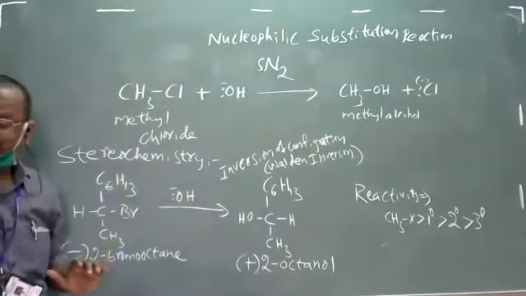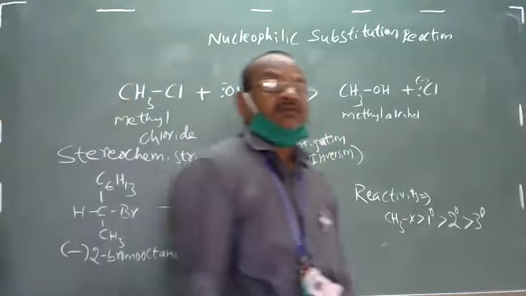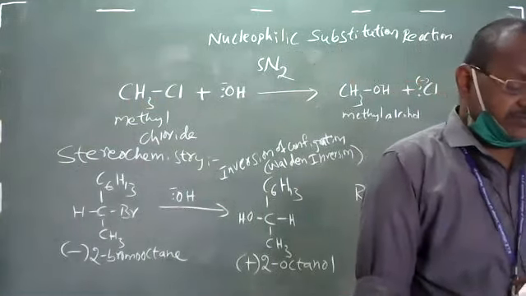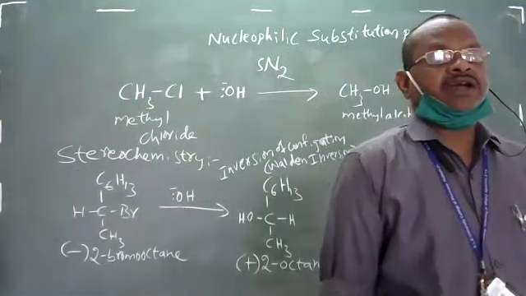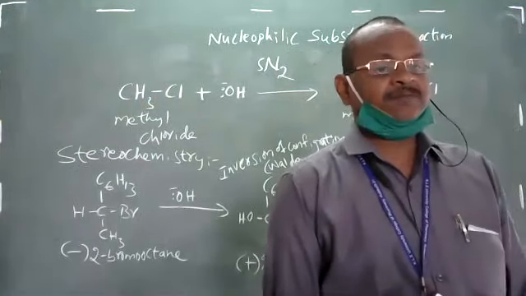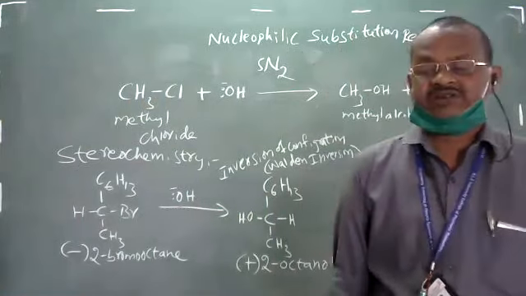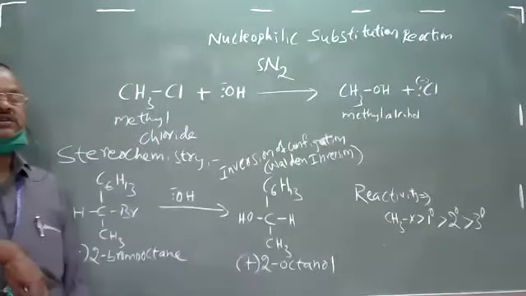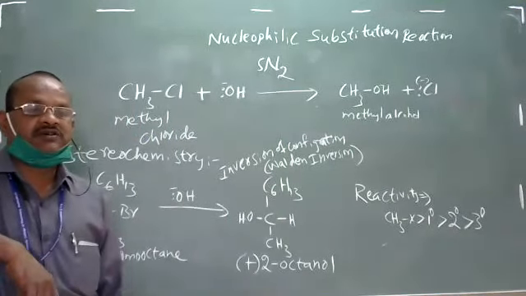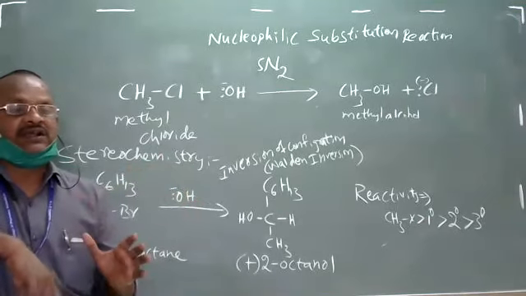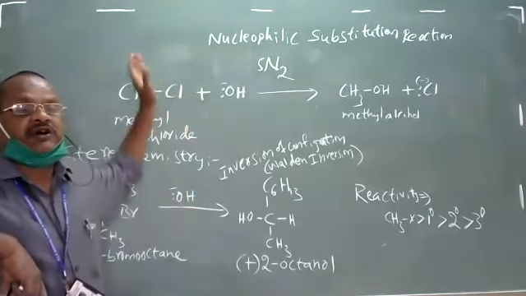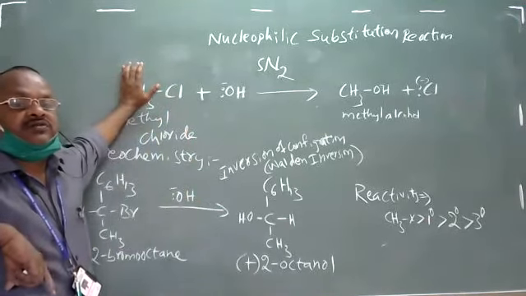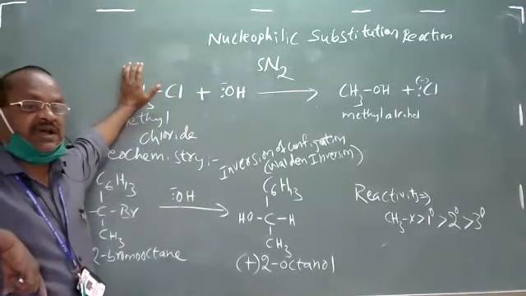Coming to the mechanism, the nucleophile is going to attack the alkyl halide, that is methyl chloride. This nucleophile, the OH, cannot attack on the front side because on the front side is the chlorine atom, which is electronegative in nature. There is a repulsion between both of them. The nucleophile is rich in electrons, chlorine is also rich in electrons, so the OH or the nucleophile cannot attack on the front side. It will always attack on the rear side, the back side.